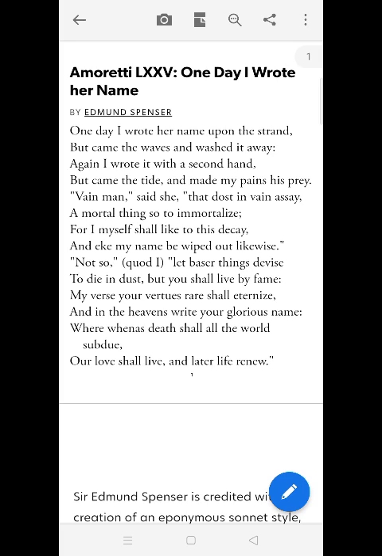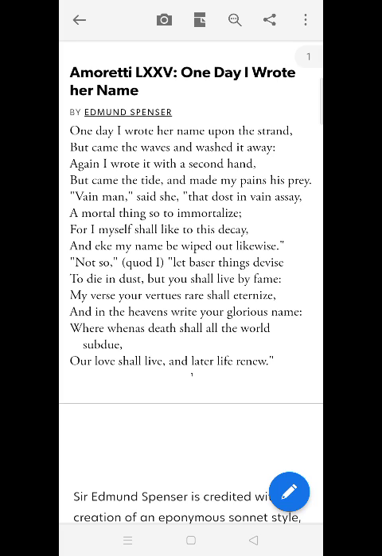So we find here that the ending word of the first line rhymes with the ending word of the third line, and likewise the ending word of the second line rhymes with the ending word of the fourth line. So here we can make it like strand A, away B, and hand, which again rhymes with the first line's ending word. So A B A B.